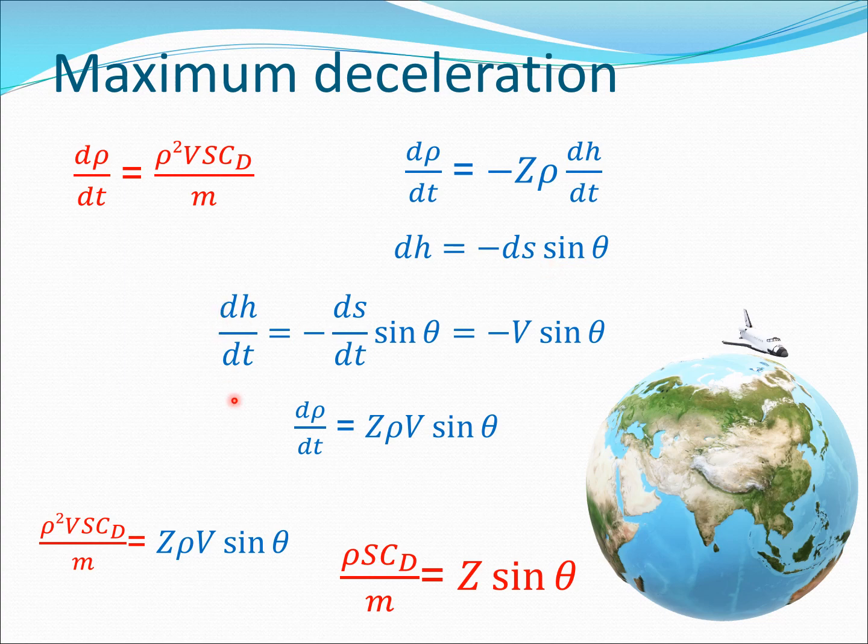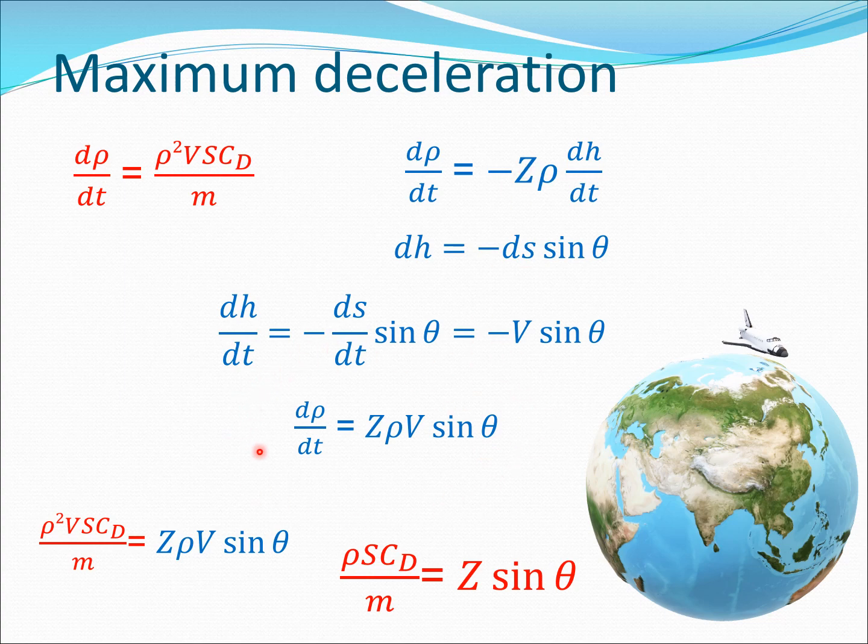Now from this equation I can differentiate with respect to time, and I get dh by dt is minus ds by dt sine theta. So all I have done is divided this equation by dt, and then I know that ds by dt from basic kinematics is velocity. So that's the derivative of displacement with respect to time. So I get minus v sine theta. So from this I can get d rho by dt is z rho v sine theta. So essentially I can take this equation here, and all I have done is that I have substituted dh by dt here. So that's given me z rho v sine theta. The minus and minus have resulted in a plus value.